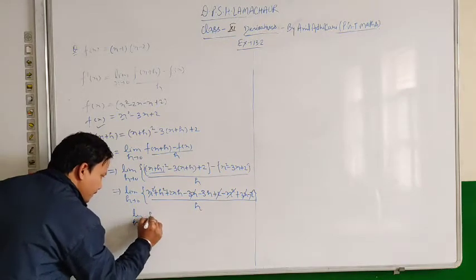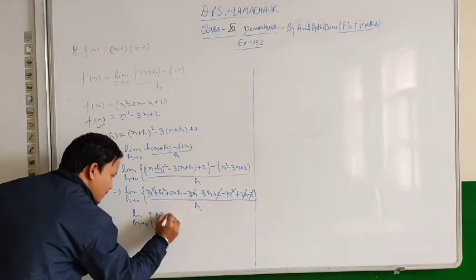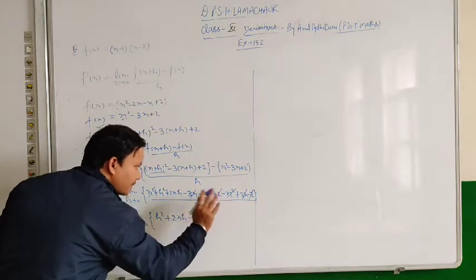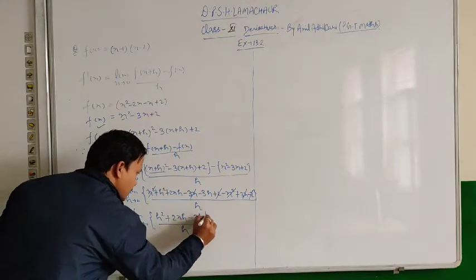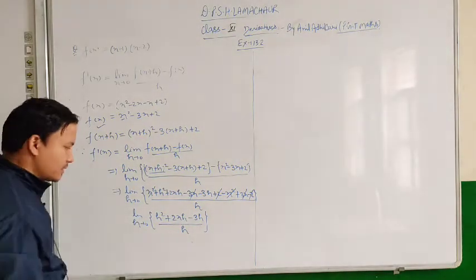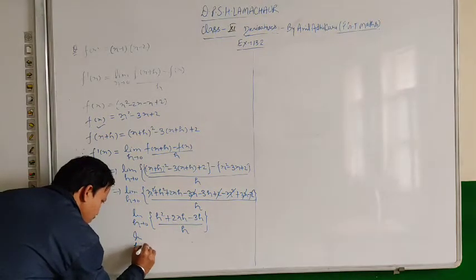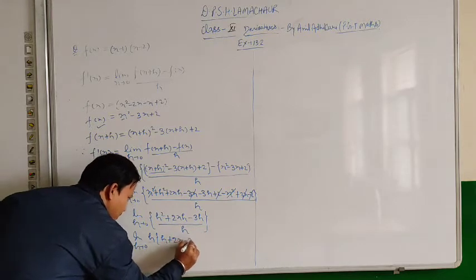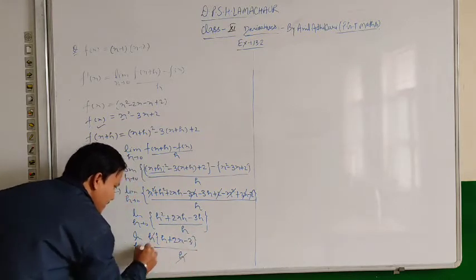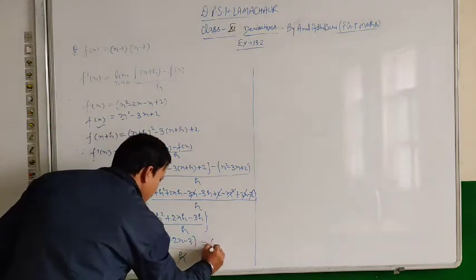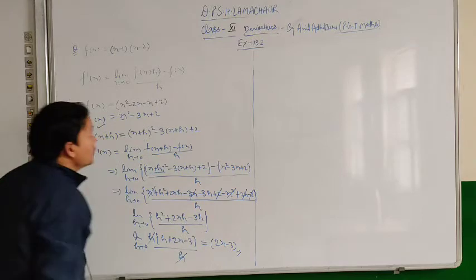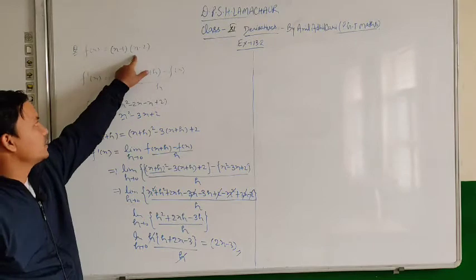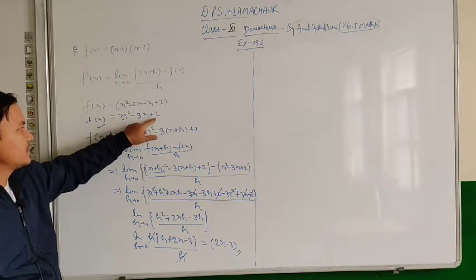Limit h tends to 0. In the numerator we get h square plus 2xh minus 3h, divided by h. Now again the same method, taking h common from the numerator, limit h tends to 0, taking h common we get h plus 2x minus 3 divided by h. This will be cancelled out. On applying the limit we get the value 2x minus 3. Okay, so 2x minus 3 is the required derivative of this given function x minus 1 into x minus 2, or you can say x square minus 3x plus 2.